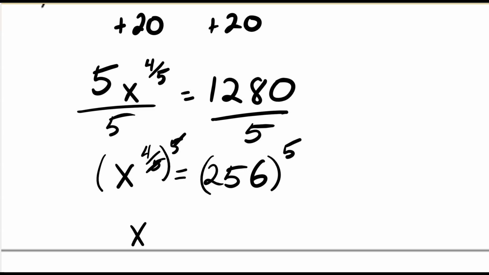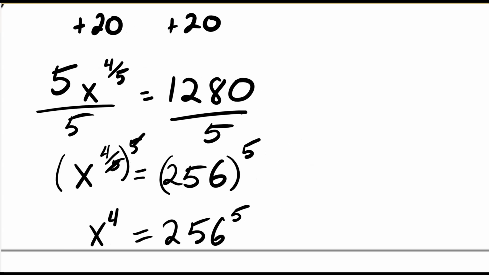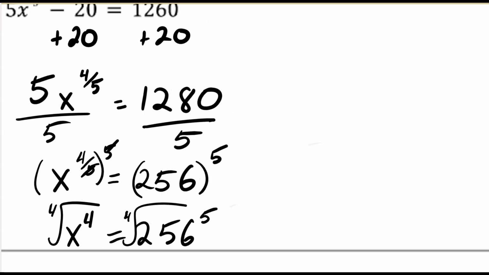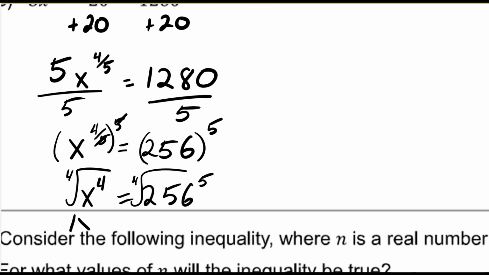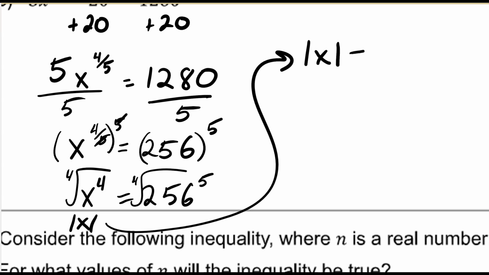those 5s would cancel, and I have x to the 4th equals 256 to the 5th. Again, I'm not going to evaluate that right now because that's a huge number. Leave that as is. But then I would take a 4th root. And the 4th root of x to the 4th is not x. It is the absolute value of x, which would mean the absolute value of x is equal to the 4th root of 256 to the 5th.